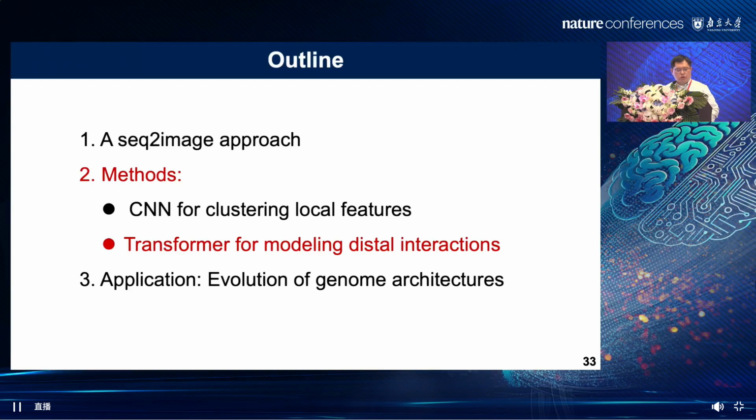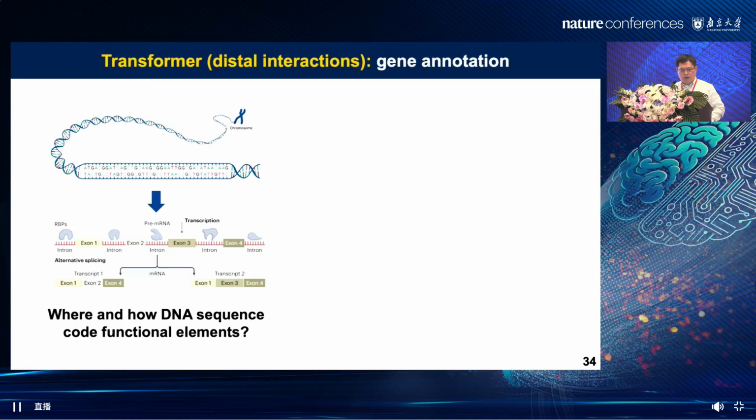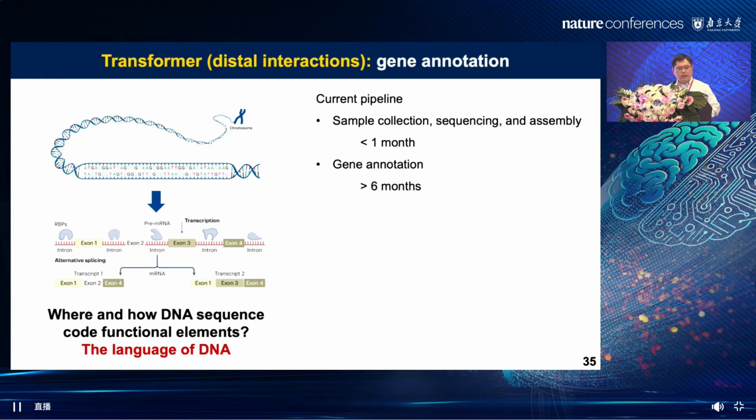All right, so previously I mentioned we can use CNNs to cluster local features, genomic local features. Secondly, I want to demonstrate that we can also use transformers to model distal interactions. And for that, I come back to a really, really old genomic question, gene annotation. As we know, given a DNA sequence, the question is where and how the DNA sequence codes functional elements. So basically, we want to learn the language of DNA.